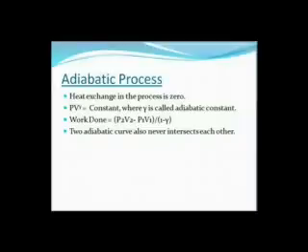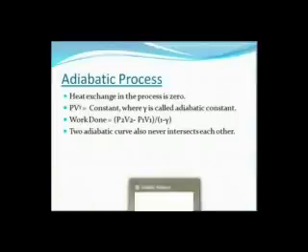Now we'll talk about the adiabatic process. An adiabatic process is one where the heat exchange in the entire process is 0. This process is given by the equation PV^gamma equals constant, where gamma is called the adiabatic constant. Now we'll try to derive this relationship.